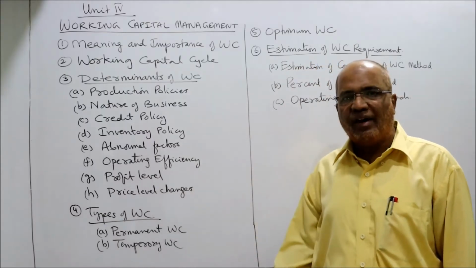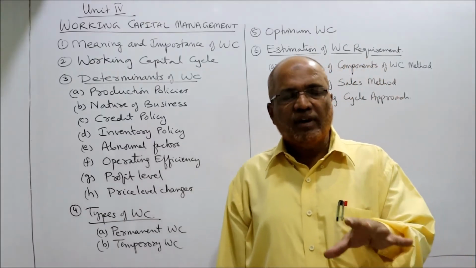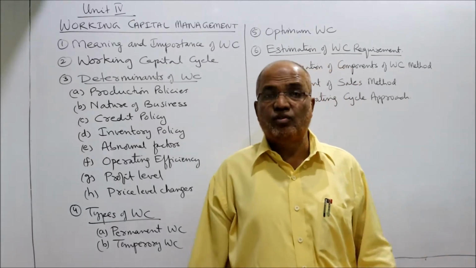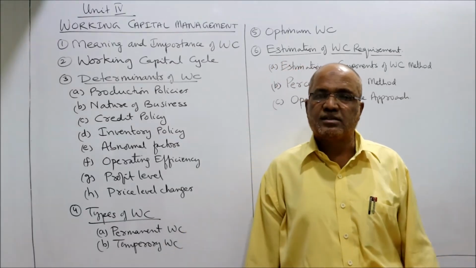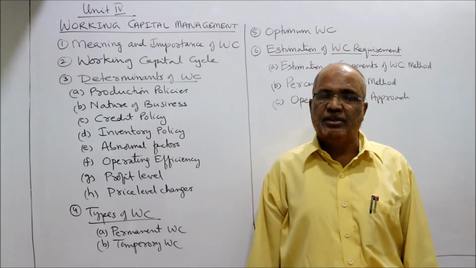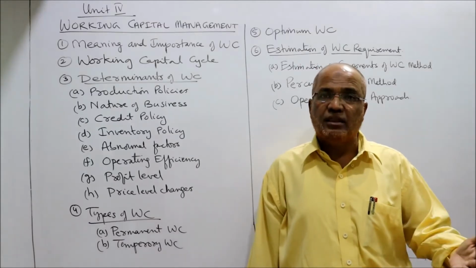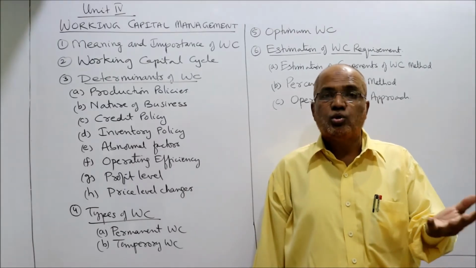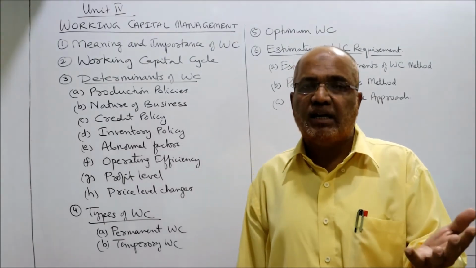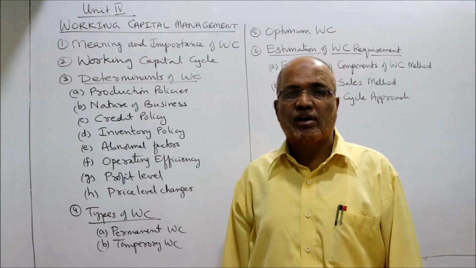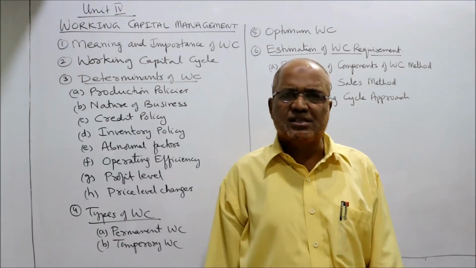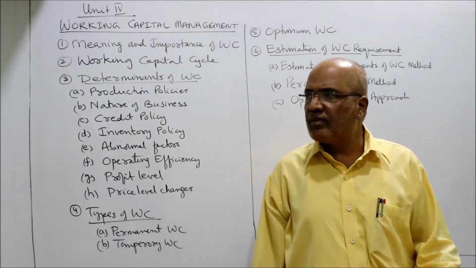Next, abnormal factors. The working capital also depends on some abnormal or uncertain factors which may happen in the industry. Example, some strikes will be there, some lockouts, bandhs, all these things will be there. These are all unexpected things. To meet these unexpected contingencies, some extra working capital will be required. Yes, if there are no chances of abnormal factors, then less working capital.